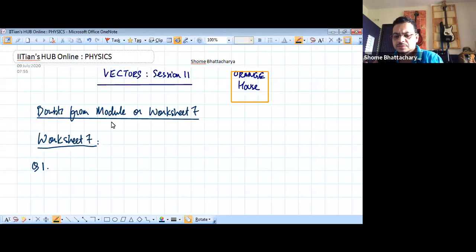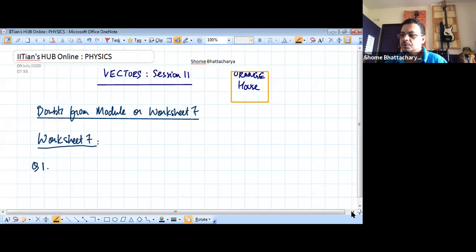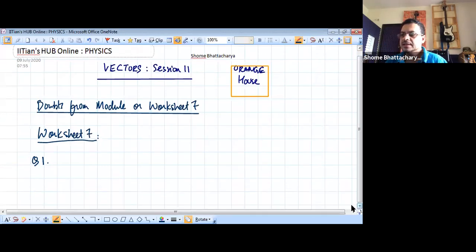So question 1 says that if a particle moves from a certain point with a constant velocity of 25 meters per second towards another point, then we have to find the velocity vector. This is a bit about application of vectors in kinematics, that type of question it is.